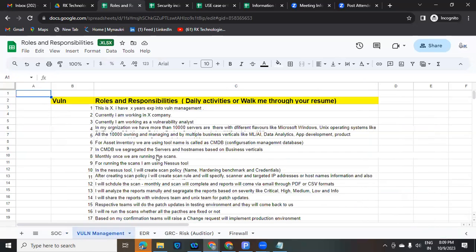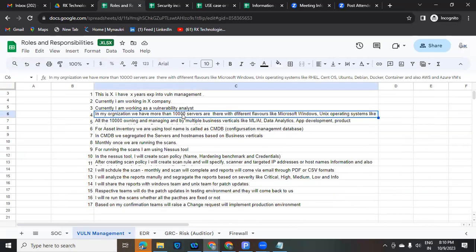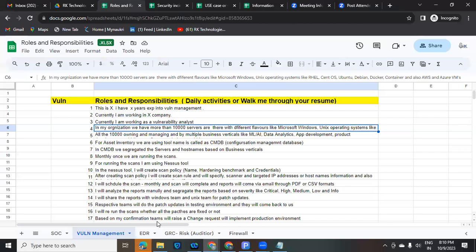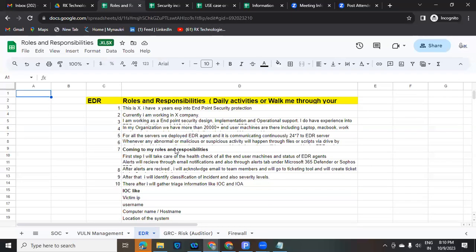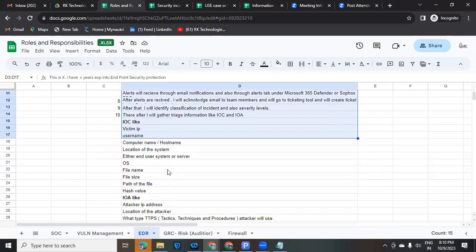The second tab belongs to vulnerability management. I provided the roles and responsibilities of vulnerability management. This is applicable dedicatedly to vulnerability management vacancies only, not for SOC vacancies. I provided it assuming approximately 10,000 servers in my organization and so on. The third one is EDR. In case you are applying for any EDR vacancy, in that particular scenario, you can explain these EDR roles and responsibilities. I provided everything.